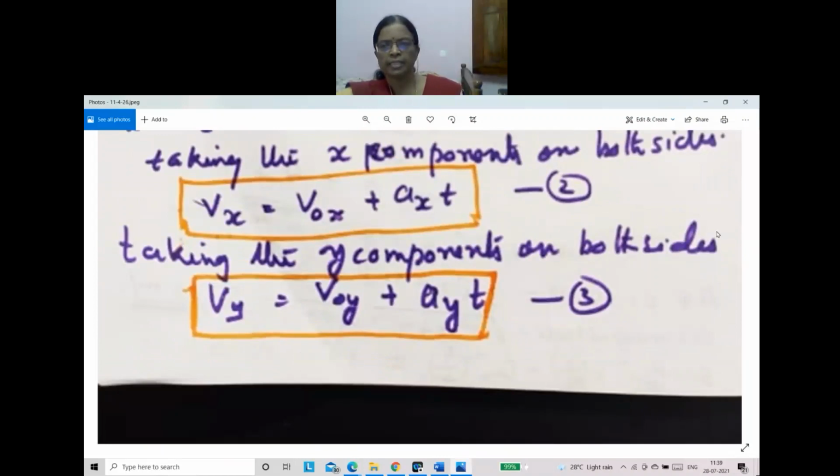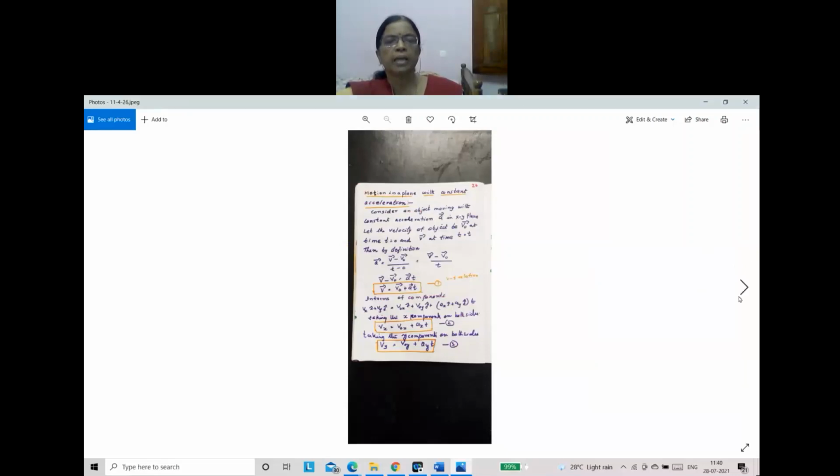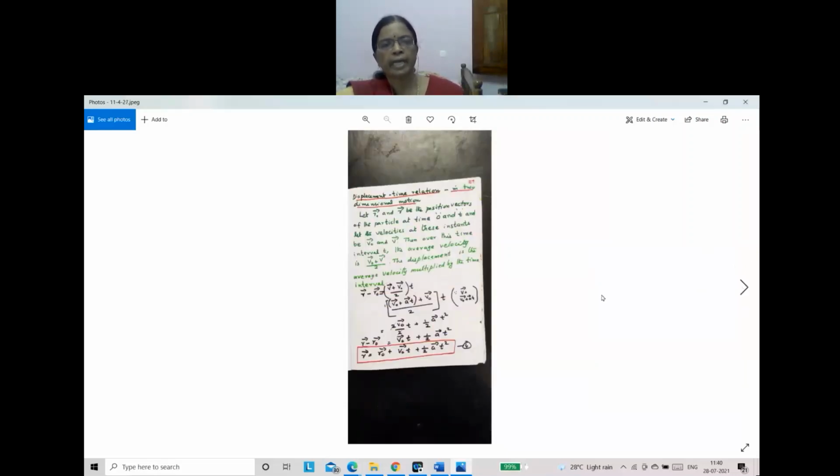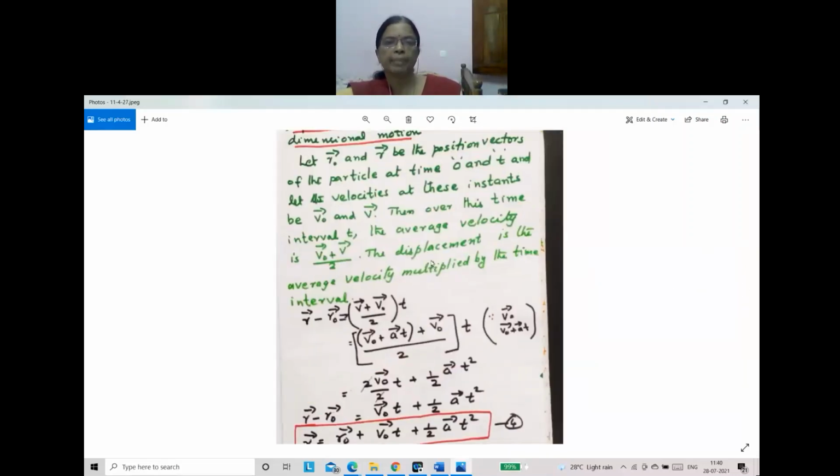Why are we writing in component form? Because when a body moves in a plane, velocity will have both components. That's why we are studying all this. Velocity and acceleration have two components. Displacement also has two components. So in component form, we have to express all the equations we have studied.